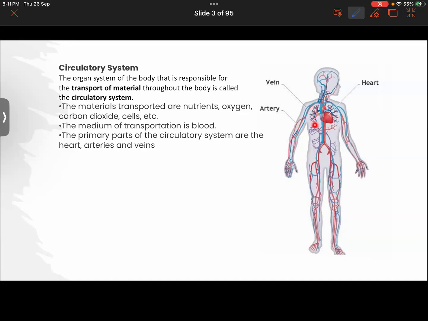Furthermore, in which medium is all of this flowing? All of this is flowing in the blood. So the medium of transportation is blood.